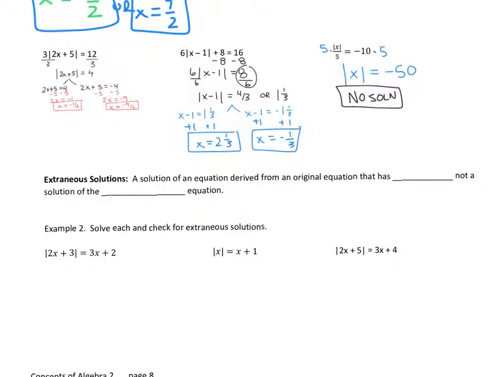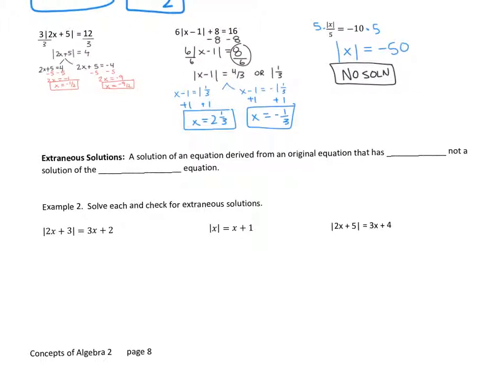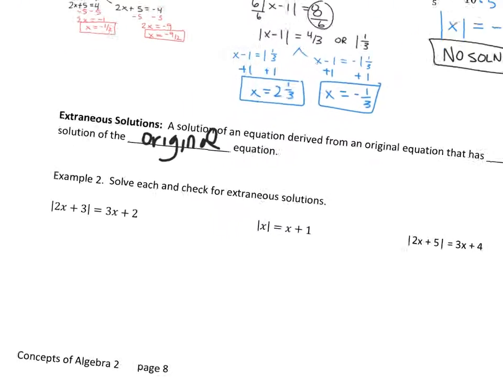An extraneous solution is a solution from an original equation that is a number, but not a solution of the original equation. So an extraneous solution is, you're solving for x, you're doing the motions, and then when you check your answer, it doesn't work. Okay, the left-hand side doesn't equal the right-hand side.